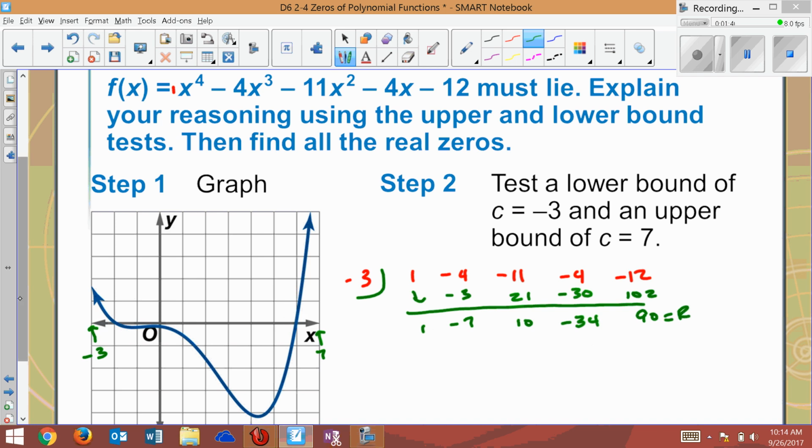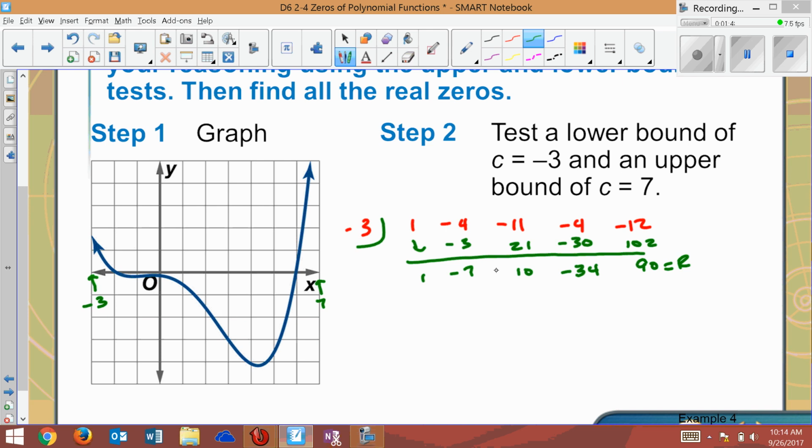Now, here's what I want you to see. This is a lower bound because you see how these alternate? It's a lower bound because they alternate. Alternating signs.